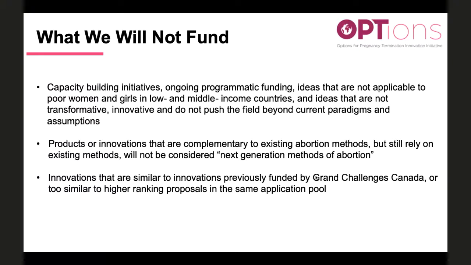To give a sense of a few things that would not be in scope that we would not fund, along with the advocacy projects that I just mentioned, we do not fund initiatives that are purely focused on capacity building. We do not provide ongoing programmatic funding. So again, these funds are intended to test new ideas, to test proof of concept by the end of a 2-year period. So we do not provide funding for ongoing programs that aren't testing a new idea. And of course, ideas that are not applicable to the target beneficiaries or do not align with the scope of the RFP.